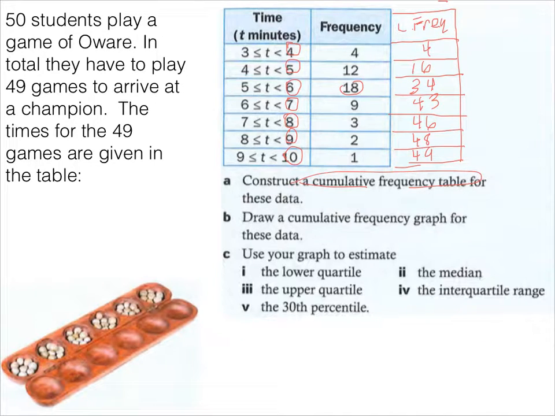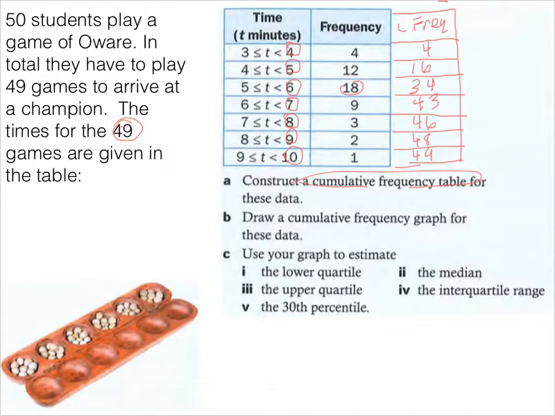Now we always want to double check. This says that I have 49 total games. And sure enough, that was what was given to me in the problem, that there were 49 games. So I've added up correctly. Hopefully, at least it adds up to the right total. Now I'm ready to draw a cumulative frequency graph.